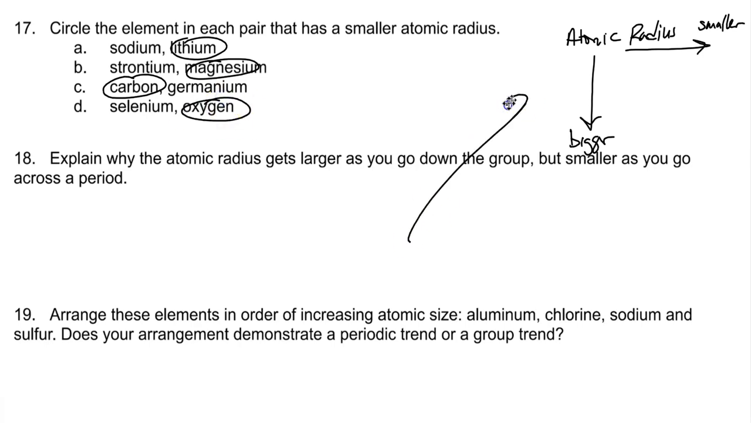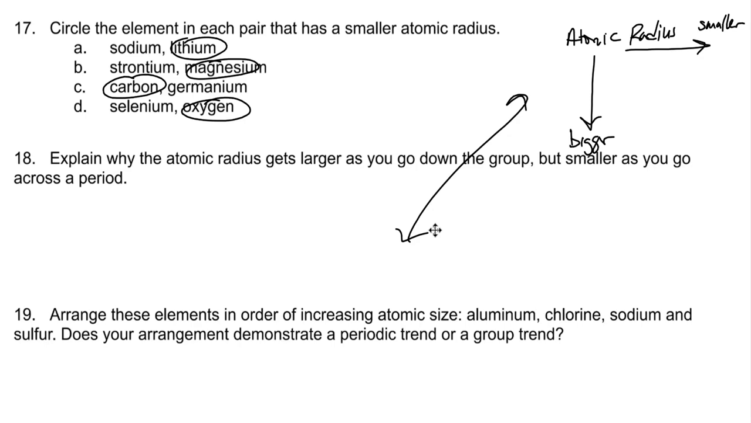For number 8, we just kind of explained the reasoning why. Larger as you go down because you're adding more rings, smaller going left to right because of that effective nuclear charge. The more protons, the larger the centralized charge, pulling those valence electrons in.